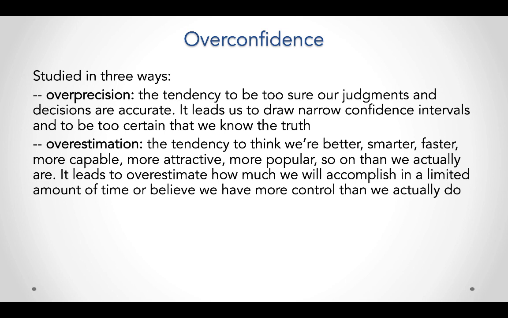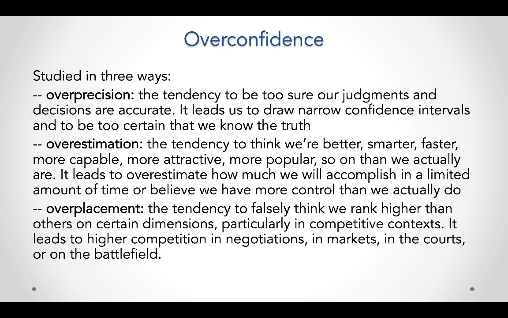And this is where the planning fallacy comes from, when we think we need to accomplish something in a limited time and we think we have a lot of time to do it, and we're always pushing it towards a deadline and so on. And over placement: we're thinking that we're placing higher in a certain dimension, especially in competitive contexts. So these are the three ways that overconfidence starts to be studied: over precision, overestimation, and over placement. You don't really hear about these three separately, but you would know that they're coming from the same family.